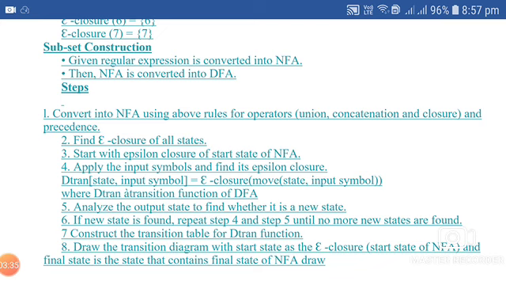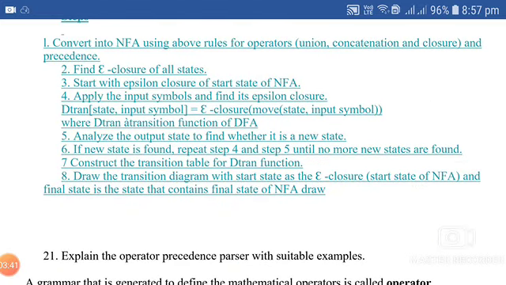Next is step number 7. Construct the transition table for the Dtran function. And number 8, draw the transition diagram with the start state as the epsilon closure state of the NFA, and the final state is the state that contains the final state of the NFA.